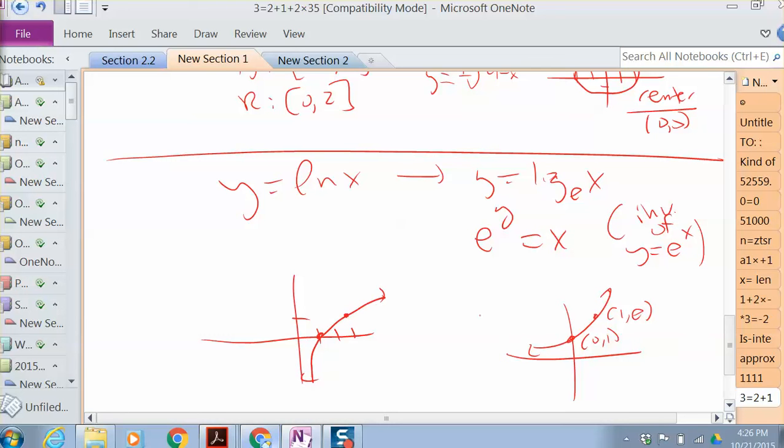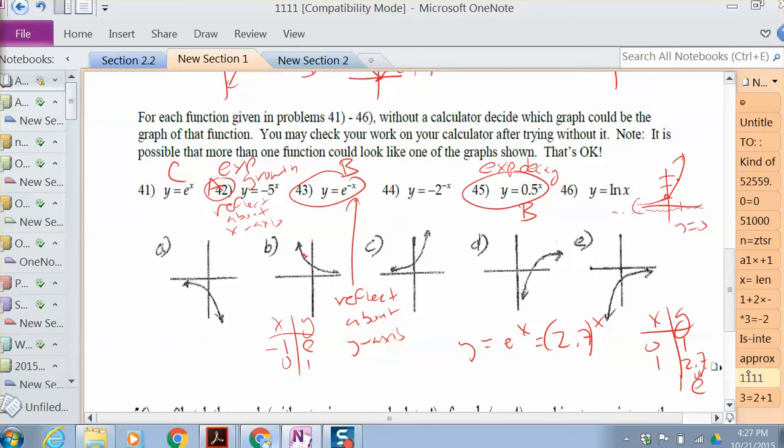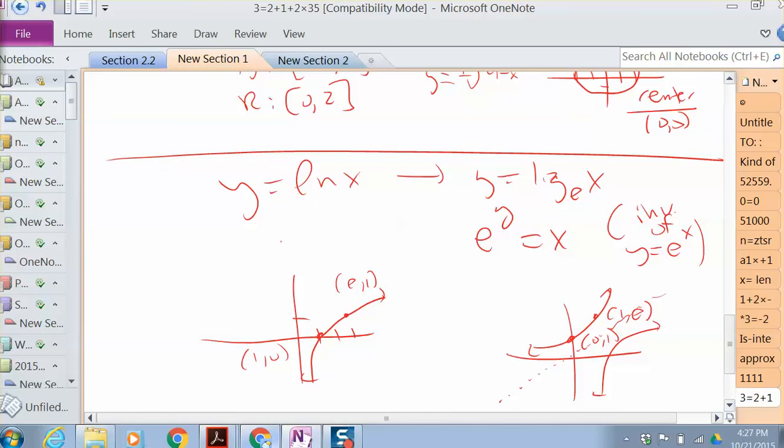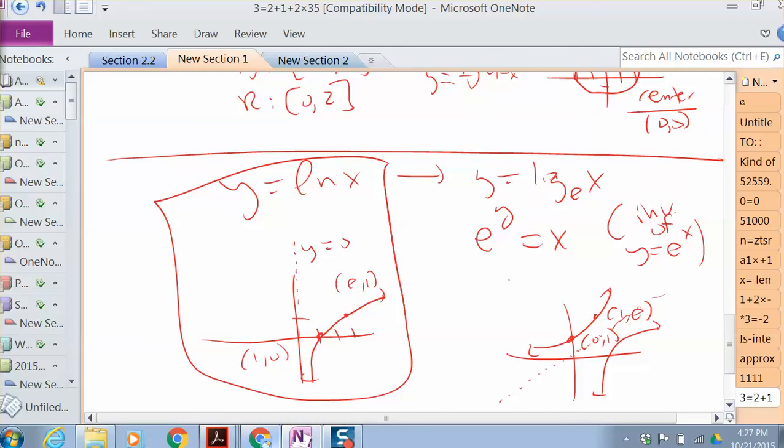So notice how those are reflections about y equals x, which is what we expect for inverse functions. So it's 1, 0, e, 1. So that's definitely going to be like d. And the other thing to take note of is that you're also going to have a vertical asymptote at x equals 0, whereas for exponential functions, of course, we have a horizontal asymptote at y equals 0. Sorry, I meant to say x equals 0 for the log. My apologies.